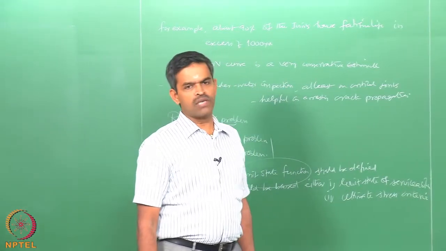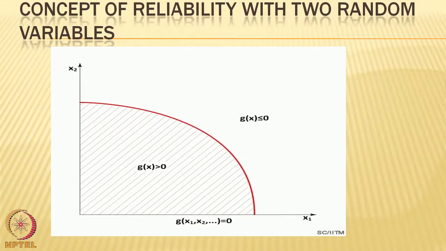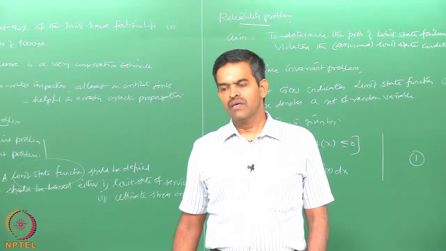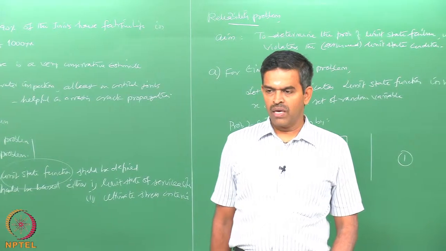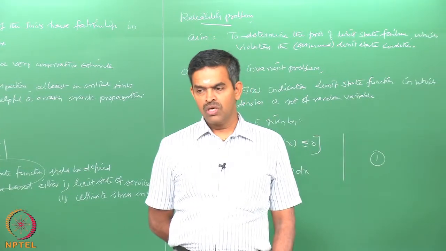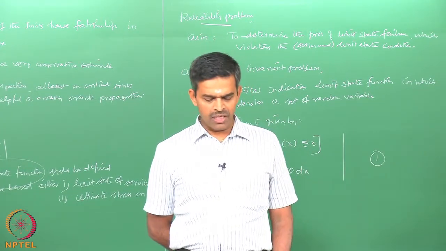I request you to please look at the screen now. The screen shows a graph between two variables x1 and x2, which conceptually indicates reliability with two random variables x1 and x2. The plot shows the limit state function connecting x1 and x2. For example, for our understanding, x1 can be the loads and x2 can be the material strength. So, let us pick up two random variables whose connectivity is to be established by a limit state function.